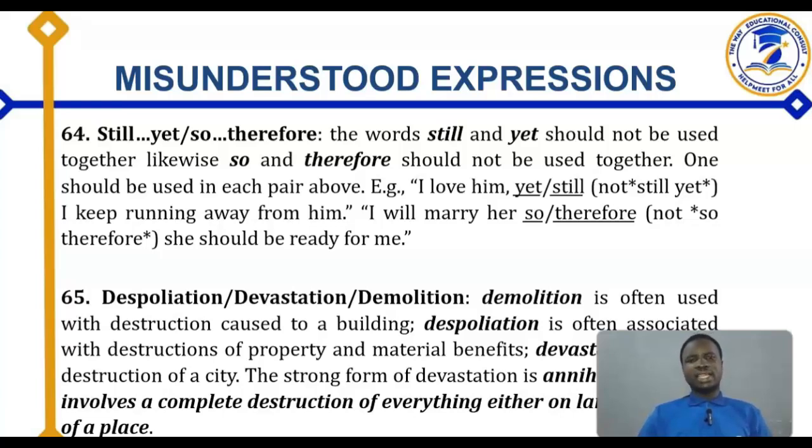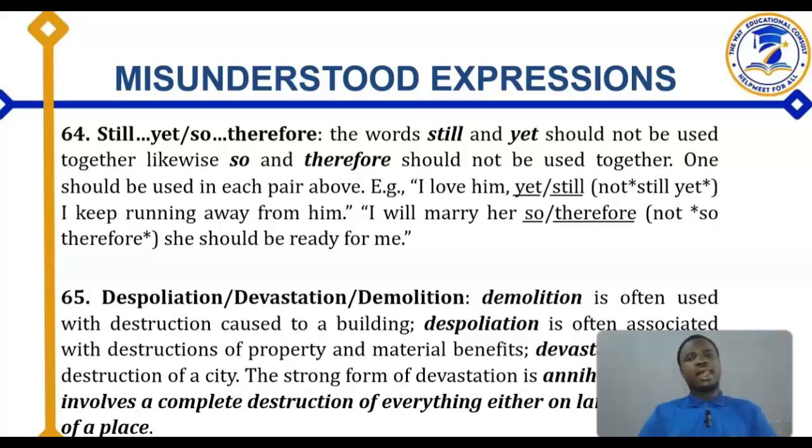Now, still and yet should not be used together in expressions like "I love him, yet I keep running away from him." You don't say "I love him, still yet." Are we together? So you can say "I love him, still I keep running away from him." In that sense, still and yet will mean the same thing, so repeating them will make it unacceptable in English grammar.